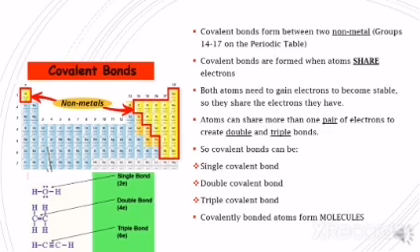So in covalent bond we have sharing. Both atoms need to gain electrons to become stable, so they share the electrons they have.